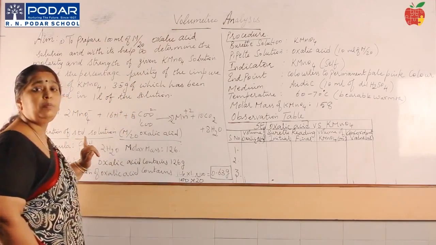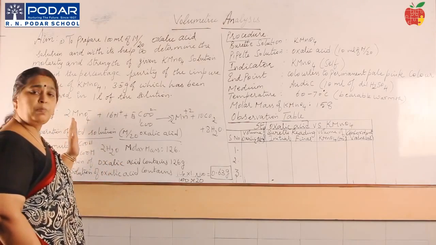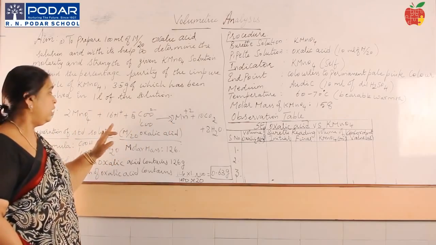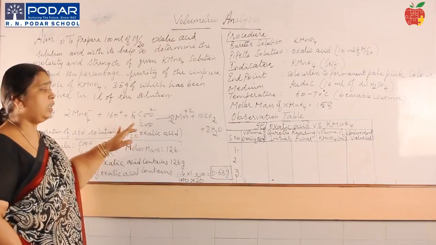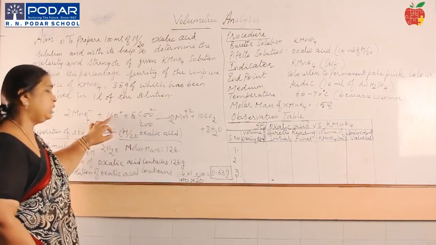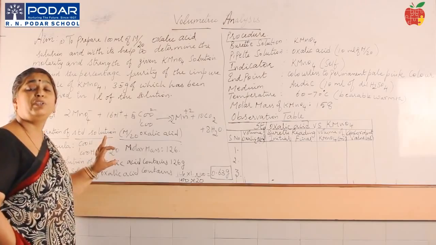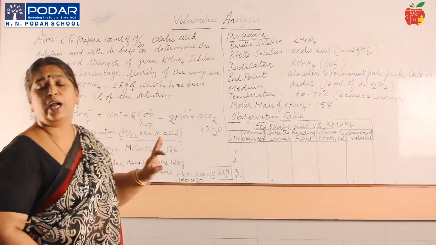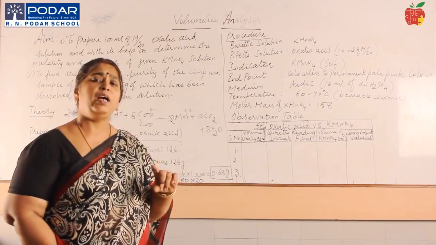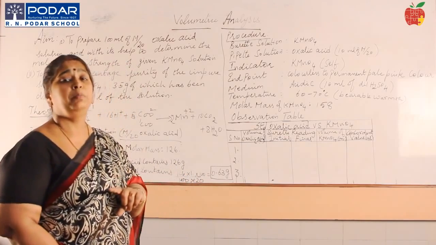Let us see what is the theory behind it. As I told you, it is a redox reaction where the permanganate ion gets reduced to Mn2+ from the +7 oxidation state, and the oxalic acid, the oxalate ion, gets oxidized to carbon dioxide and water. So it is again in the acid medium. We will be adding 1 test tube of dilute sulfuric acid. Here you don't have to add dilute sulfuric acid while you are preparing in the standard flask, but you have to add 1 test tube after pipetting out into the conical flask to make your medium acidic.